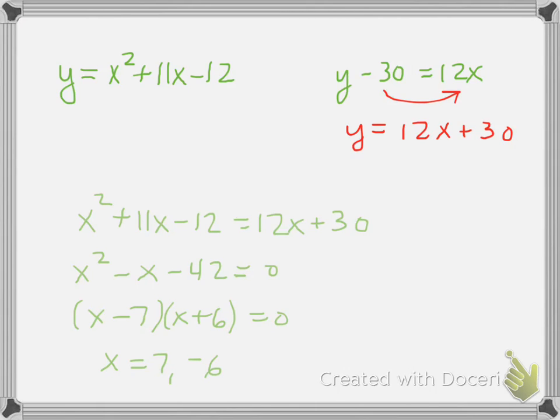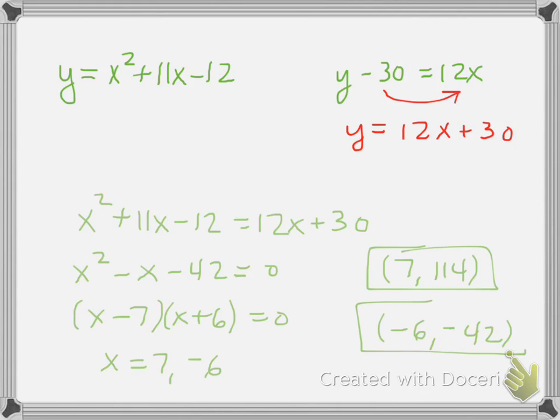Let's go get those y coordinates. So it looks like 7, and that's a pretty big number. Looks like (7, 114) is one solution. Imagine trying to graph that! And (-6, -42). So this is why substitution sometimes is our better option.